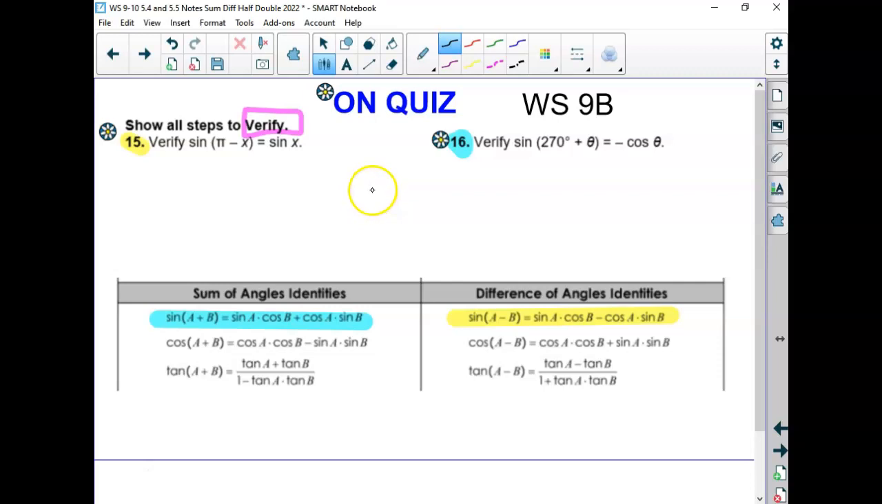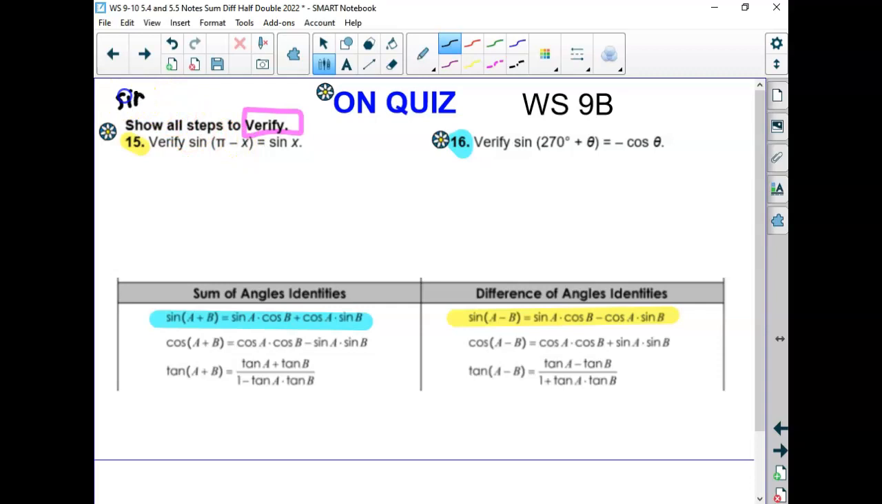I do need you to know these are verify questions, and there actually is a verify question like this on the quiz, okay? There's some of the easiest verify questions you're ever going to have to do, and I'll show you why. So this first one says, verify that the sine of pi minus x is equal to just the sine of x. So if you go to your reference sheet, can you find the sine of a minus b?